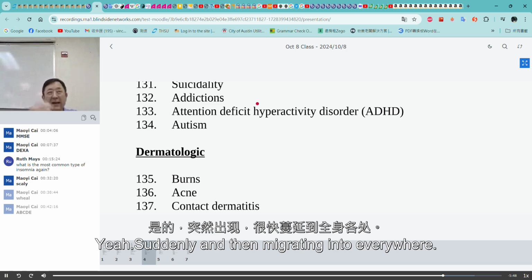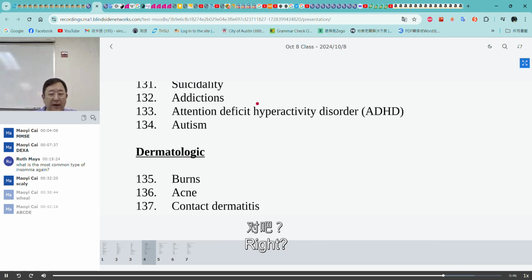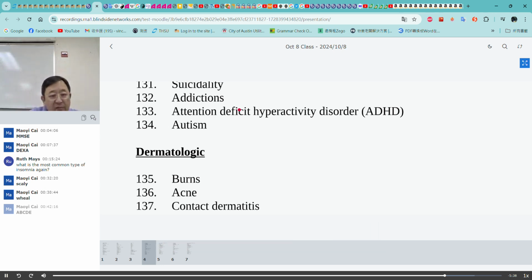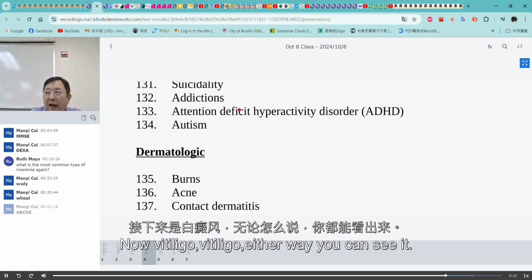Suddenly, and then migrating everywhere, right? So winged wheal. It's called wheal, W-H-E-A-L. Winged wheal. That's what we call that in TCM. Hives, urticaria. Now, vitiligo. Either way you can say it.